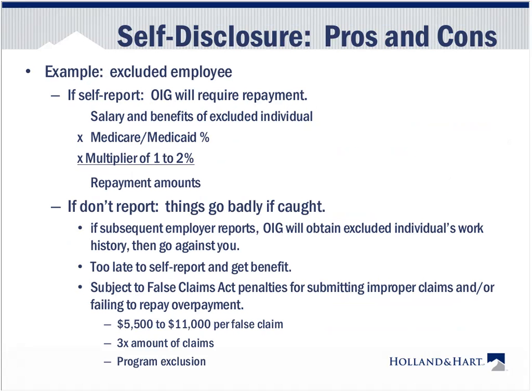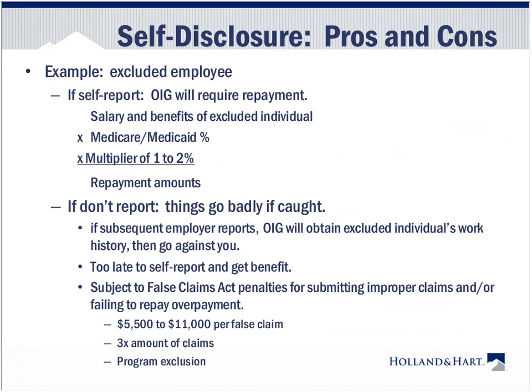So here's an example. If you have an excluded employee, if you self-report, the OIG will require repayment, and that's usually some kind of mathematical formula. The salary and benefits of the excluded individual times Medicare and Medicaid percent times the multiplier of 1 to 2, and then they'll come up with the repayment amount.